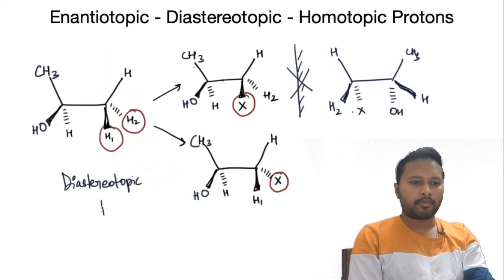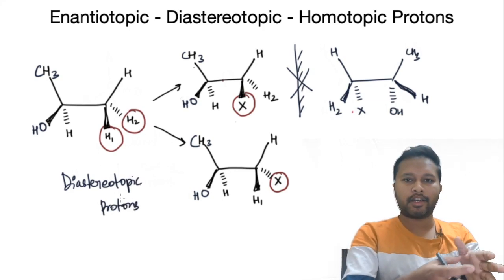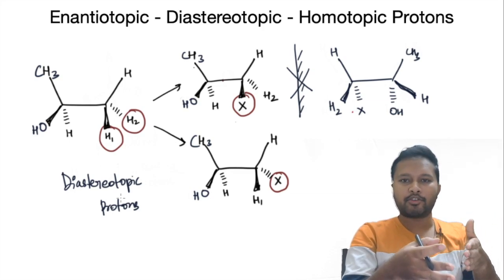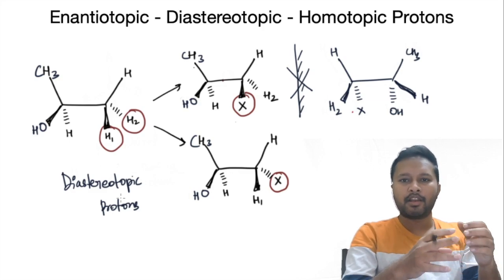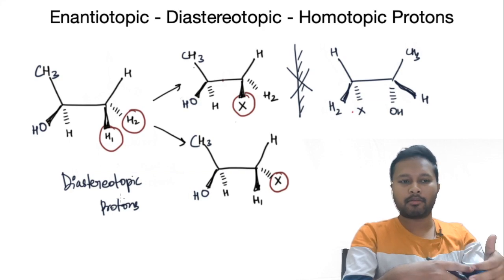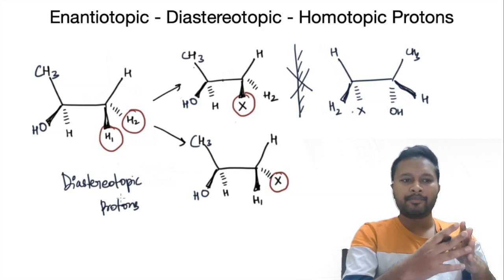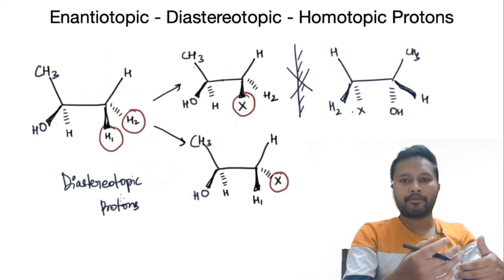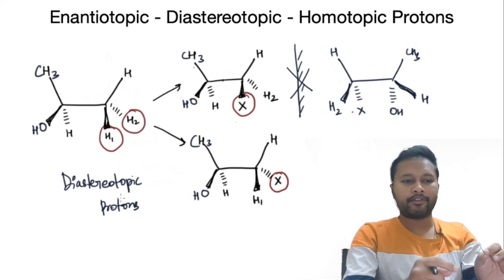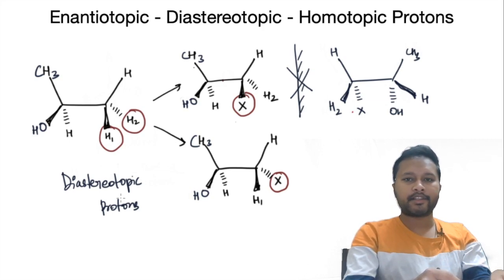So diastereotopic protons. This is how we identify two protons or two groups to be homotopic, enantiotopic, or diastereotopic. It's pretty simple. For homotopic, you just have to see that after exchanging, you get the same, the identical molecule. Then enantiotopic, if you get the mirror images, and diastereotopic if you do not get the mirror images. One more way of identifying diastereotopic is if the adjacent carbon is a chiral carbon. In that case, you will always get diastereotopic protons. Okay, so that's the way to do it.